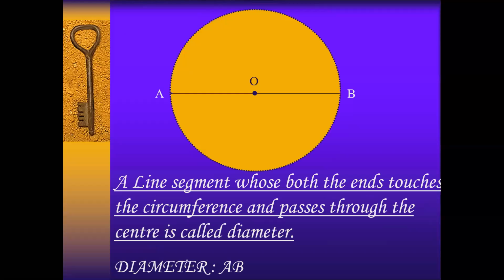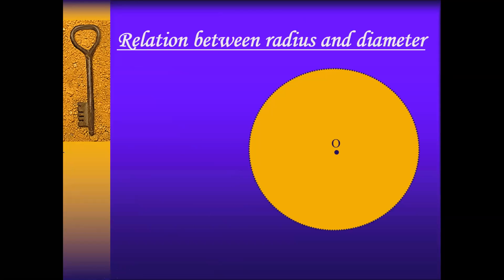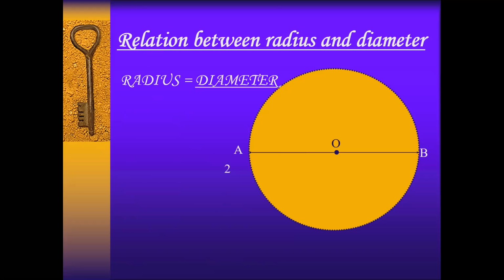Okay, so the line segment whose both ends touch the circumference or the boundary and pass through the center is called the diameter. Initially, I was calling it a boundary, but the definition has changed a little now. So, the relation between radius and diameter, I've already told you: the diameter is basically double the radius, or the radius is half of the diameter.